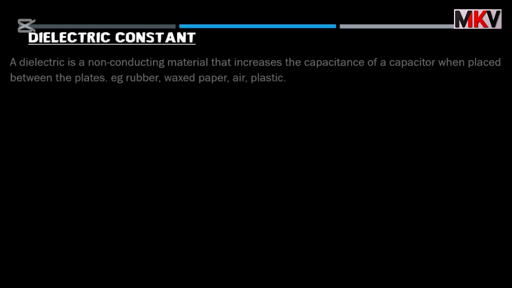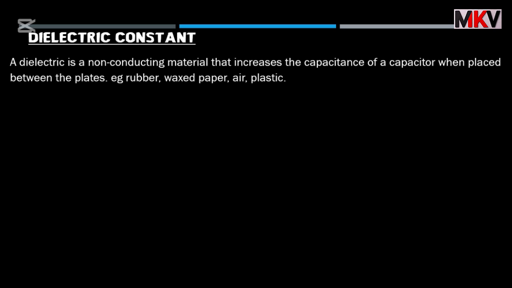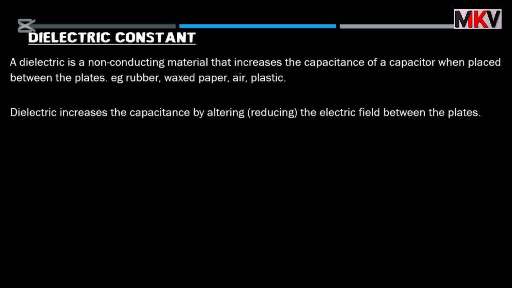Now, dielectric constant. A dielectric is a non-conducting material that increases the capacitance of a capacitor when placed between the plates. So when we insert a dielectric material between the plates of a capacitor, the capacitance of the capacitor tends to increase. And these materials are not conducting, meaning they are insulators. Examples are rubber, waxed paper, plastics, and even air is considered one of the dielectric materials.